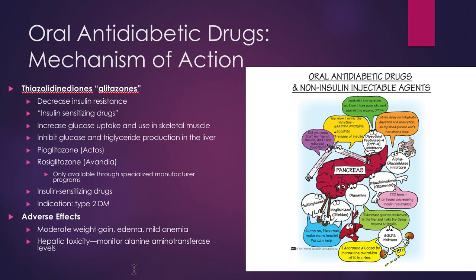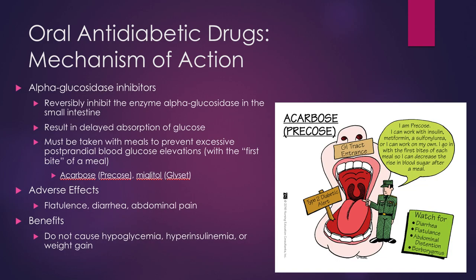So anyway, the way these medications work is that they inhibit the glucose production in the liver, decrease your insulin resistance, basically make your skeletal muscles take it up a little bit. Adverse effects: they cause liver failure and they cause weight gain and edema, leading to the heart failure. Okay. Alpha glucosidase inhibitors, these are not given very often either.